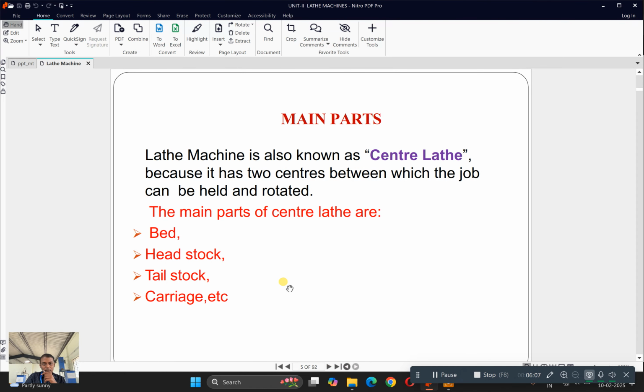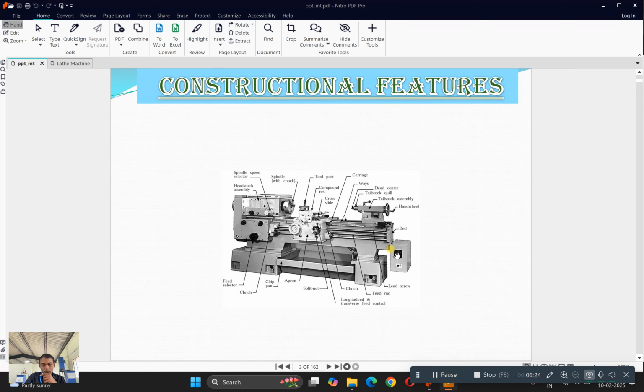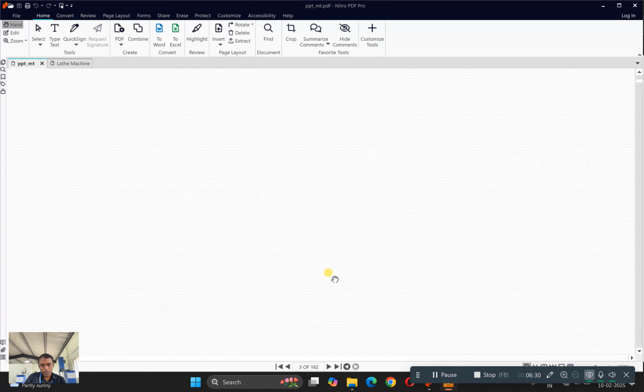The following slide indicates the main components of a central lathe. It includes the bed, headstock, tailstock and carriage. We can see it later on in detail. This is the diagram of a modern lathe machine, and you can see that various components are shown here.